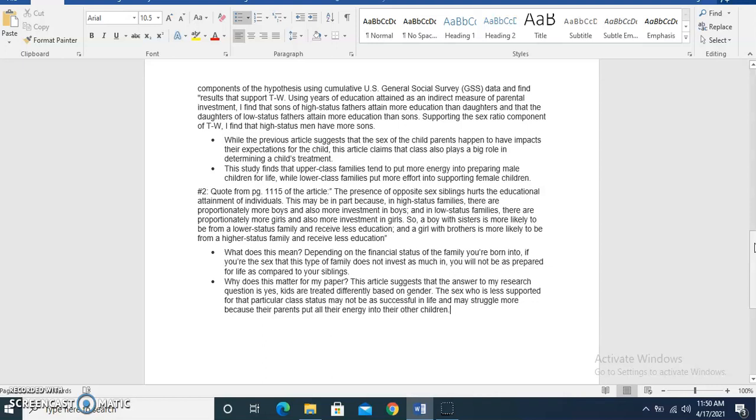And again, adding why this matters, it suggests that the answer to my research question is yes, kids are treated differently based on gender. And the sex who's less supported for that particular class status may not be as successful in life and may struggle more because their parents put all their energy into their other children. So again, this is just kind of an illustration of what you might do as you're going through your articles. And realistically, just by taking these notes, I've kind of built the paragraph that I'm going to write. So this might save you a lot of time when you're trying to actually get going on the drafting of your paper.